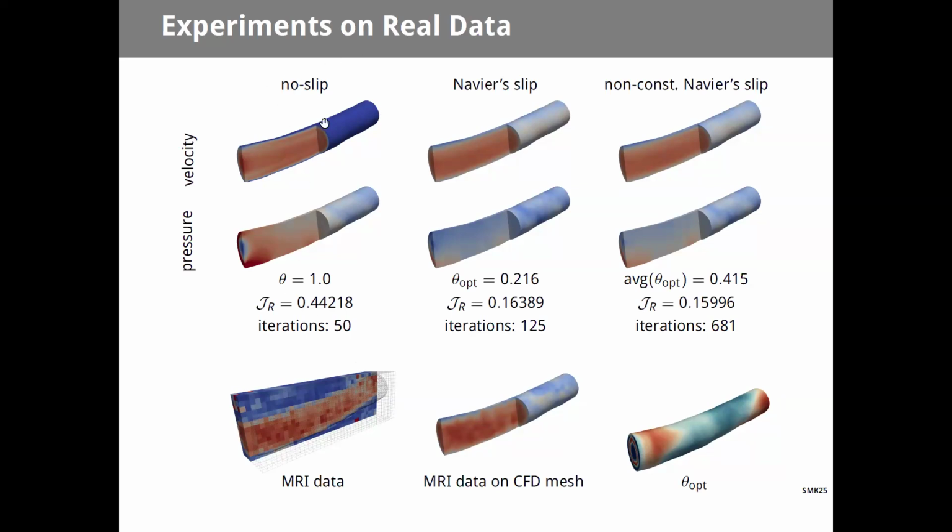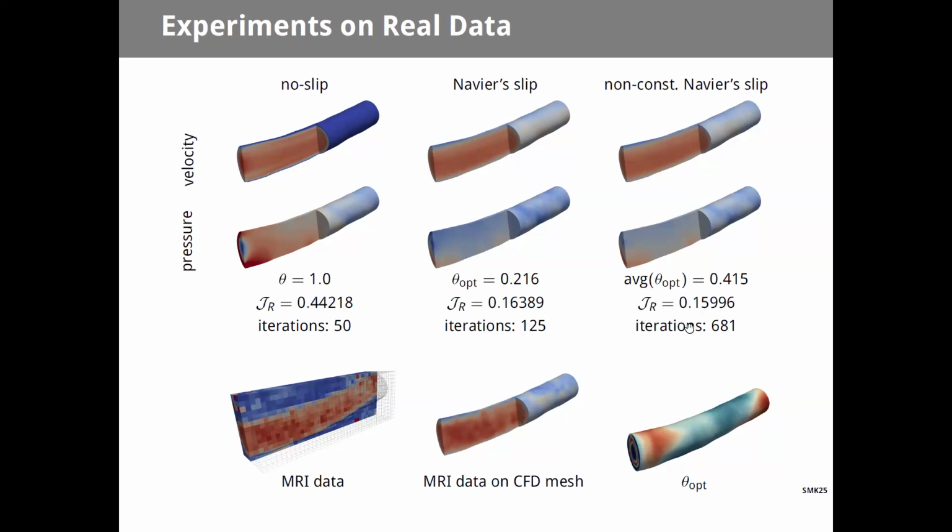Now, if you try to fit these data with your computation and use no slip boundary condition, you get this kind of velocity and pressure, and let's say the value of this functional. If you do the same with the Navier slip, you get some slip parameter, which is far away from the no slip. It's clear if you look at the data on your computational mesh, they are not zero on the boundary. So obviously the best fit will have some slip on the boundary.